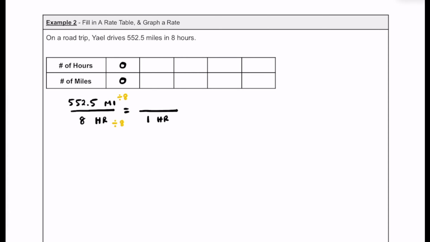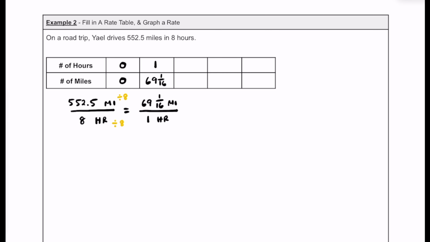So you can go ahead and throw that into a calculator or do it by hand, but we should end up saying that that would be 69, and I believe it's going to be 1/16 miles. Okay, and that's going to be the amount of distance you're going to cover in 1 hour. And so now that we know what that unit rate is going to be, we're going to say in 1 hour, Yael is going to cover 69 and 1/16 miles in that amount of time.